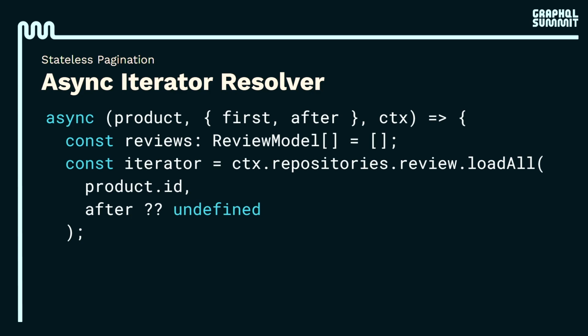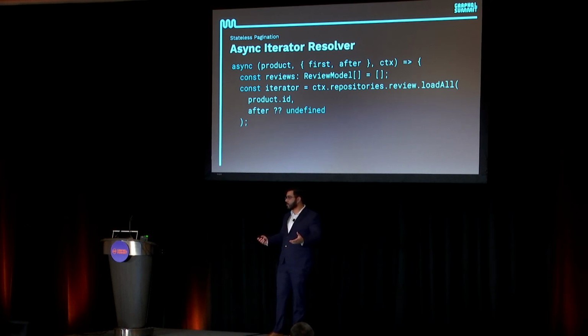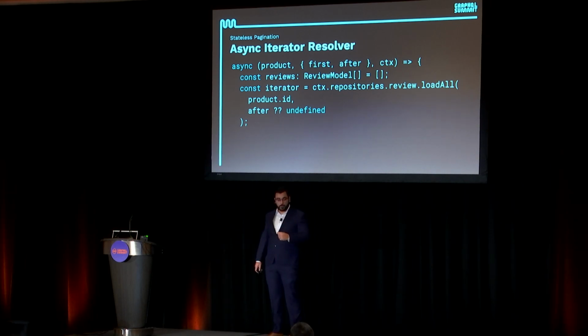So for our reviews query in our resolver, we're going to load in an array of review models. That's the representation of our review. And then we're going to kick off the iterator, right? So we're going to call this load all function. We're going to pass in the product ID, and then we're also going to pass in the after, right? And again, it might be null.